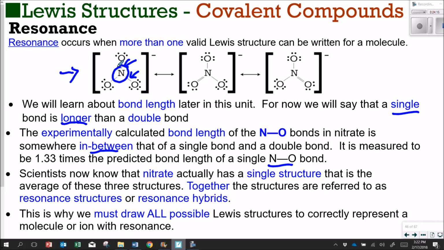So scientists now know that nitrate actually has a single structure, which is the average of the 3 structures that are drawn above. And together these structures are referred to as resonance structures or sometimes resonance hybrids. This is why we must draw all the possible Lewis structures to correctly represent a molecule or ion with resonance.